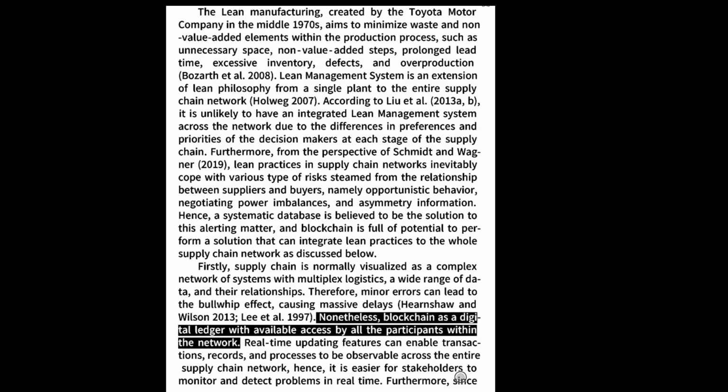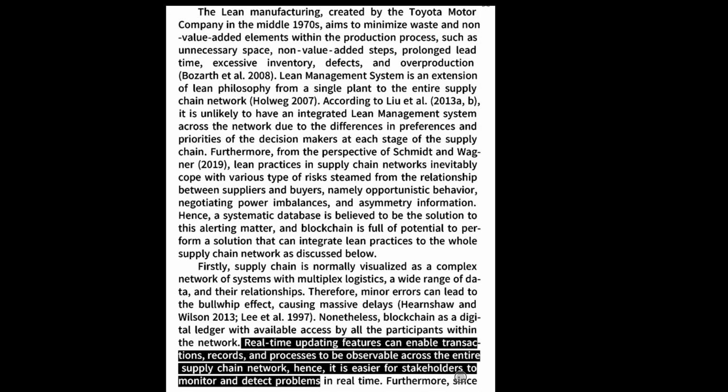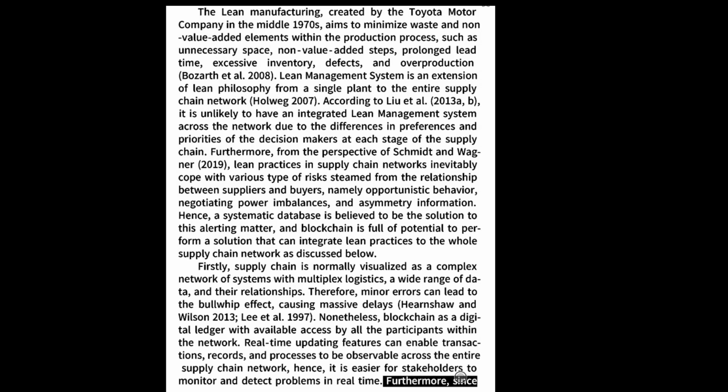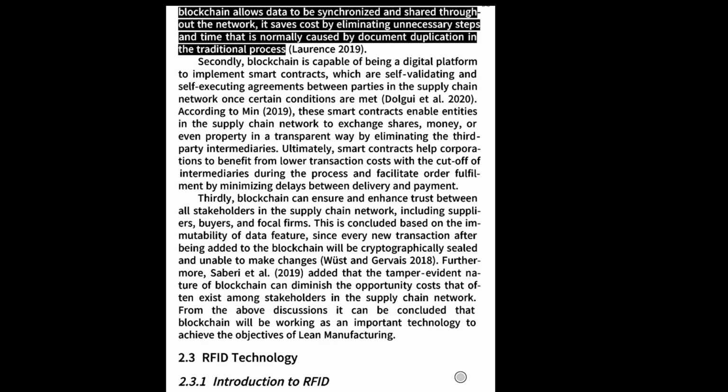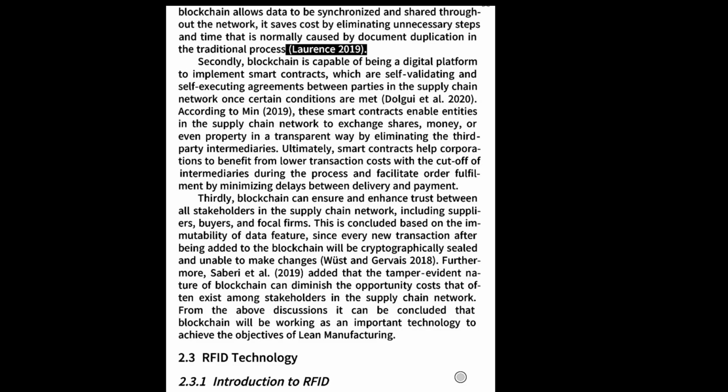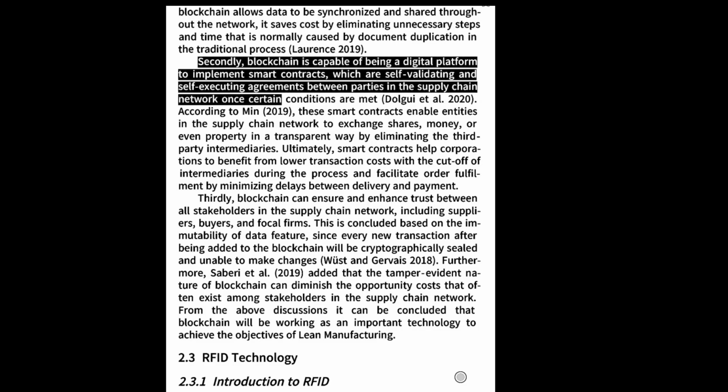1997. Nonetheless, blockchain is a digital ledger with available access by all the participants within the network. Real-time updating features can enable transactions, records, and processes to be observable across the entire supply chain network. Hence, it is easier for stakeholders to monitor and detect problems in real time. Furthermore, since blockchain allows data to be synchronized and shared throughout the network, it saves cost by eliminating unnecessary steps and time that is normally caused by document duplication in the traditional process. Lawrence 2019.